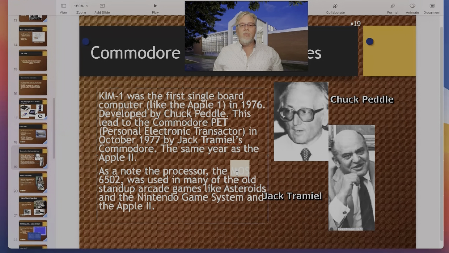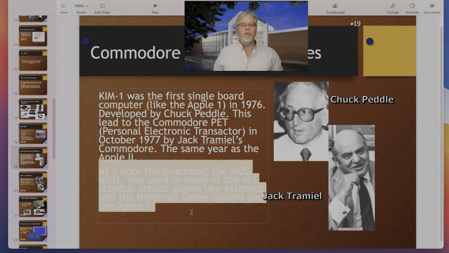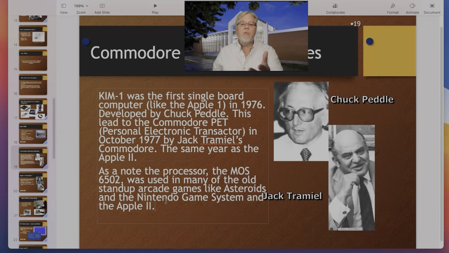They bought out this company known as MOS, which built this chip, 6502. And the only reason I mention that is because it was in all these stand-up arcade games. It was in the Nintendo, the first Nintendo that was out there. It was actually in the Apple II. And so there was all this development that was happening and all this excitement in the industry.